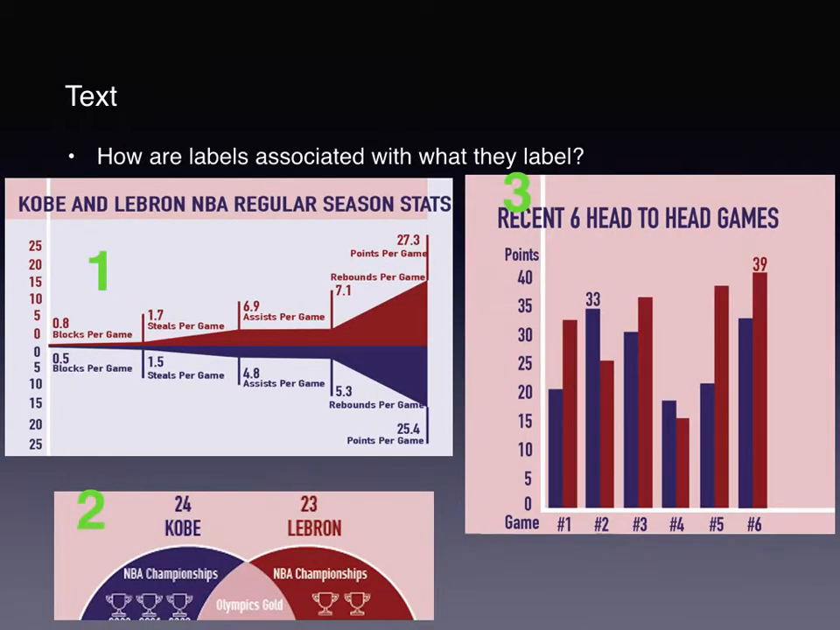How are labels associated with what they label? Again, in the first display, labels are associated with the data of two players, and in the display on the bottom, the labels associate the identity of two players. In the display on the right hand, labels show the points and the numbers of games.